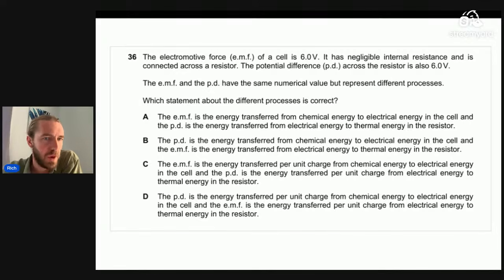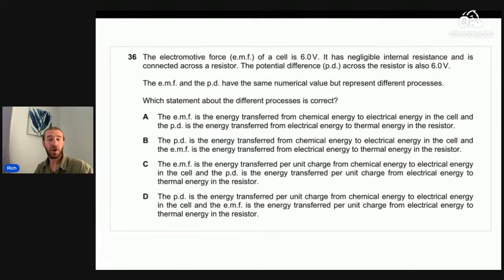Oh yeah, it's just swap PD and EMF around, right? And then C says EMF is the energy transferred per unit charge from chemical energy to electrical energy in the cell, and PD is transferred from thermal in the resistor. And then again, it's those two flipped.